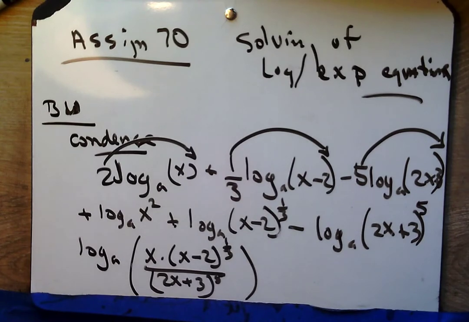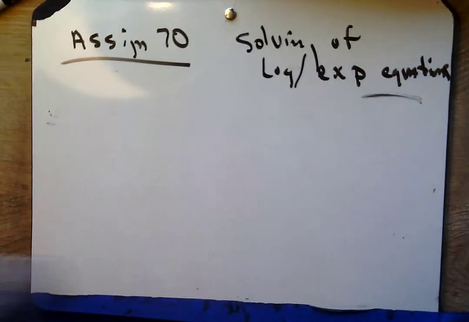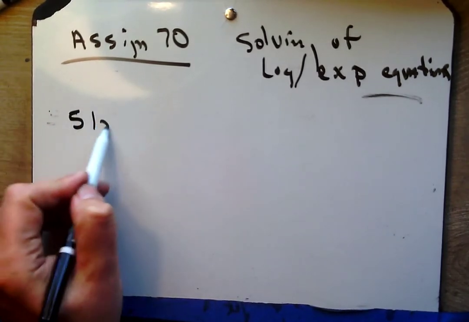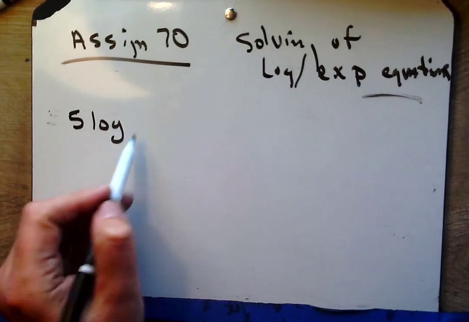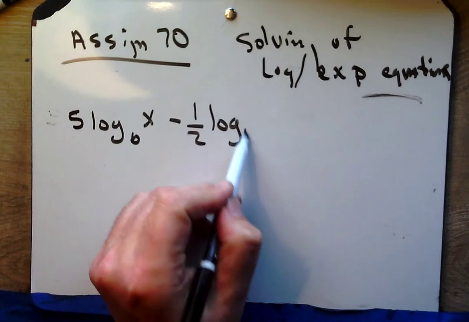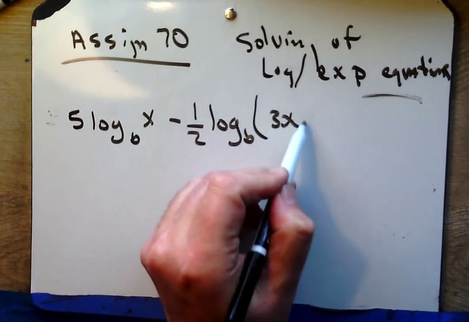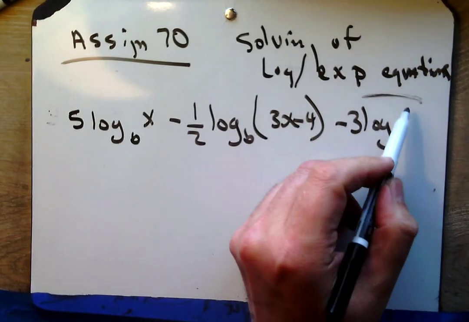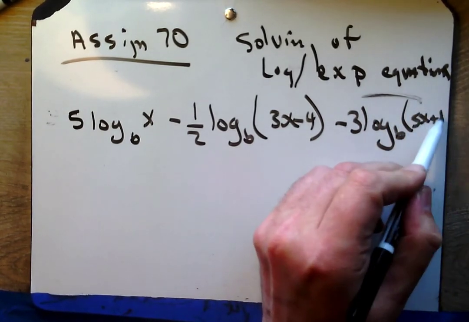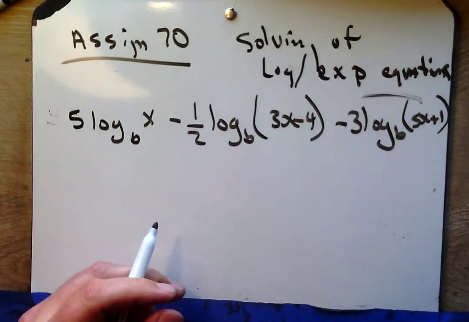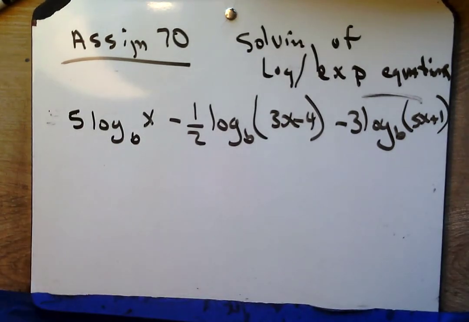You need another one. Don't worry, I've got another one here for you. So, what about 5 log base b of x minus 1/2 log base b of 3x minus 4 minus 3 log base b of 5x plus 1? Please condense that expression. You should go off and do that and come back when you're done.